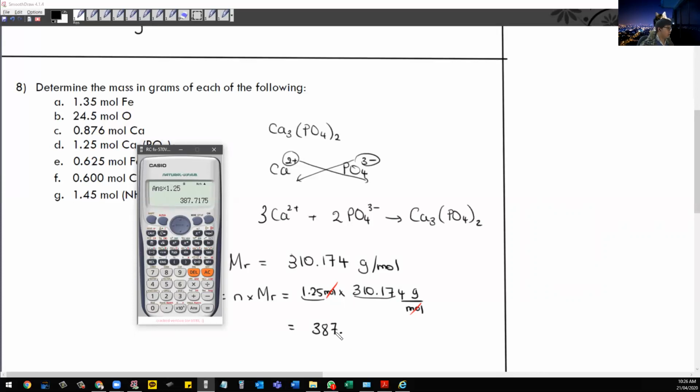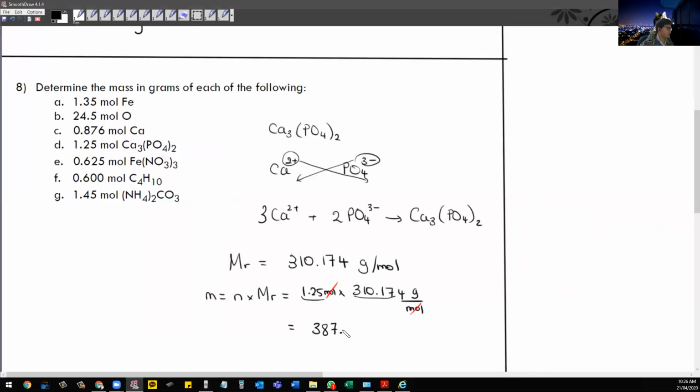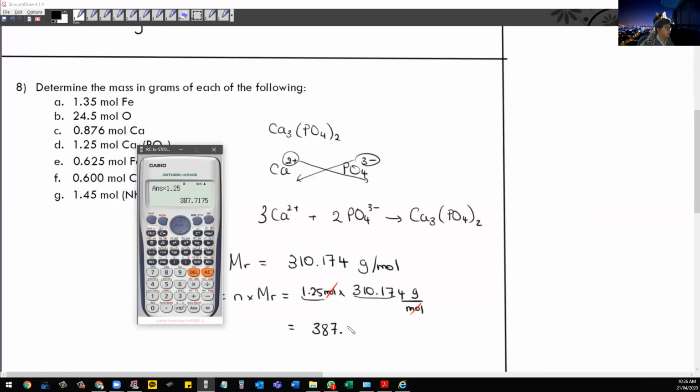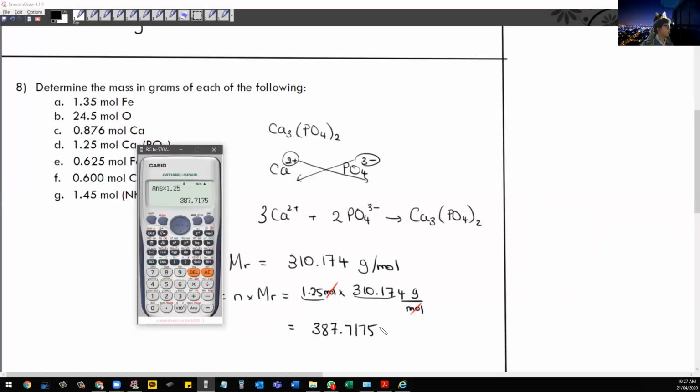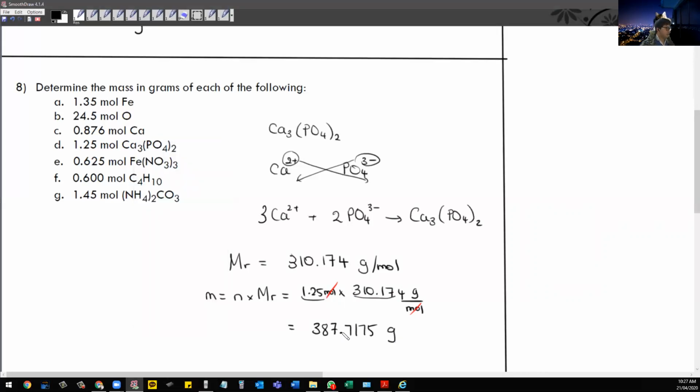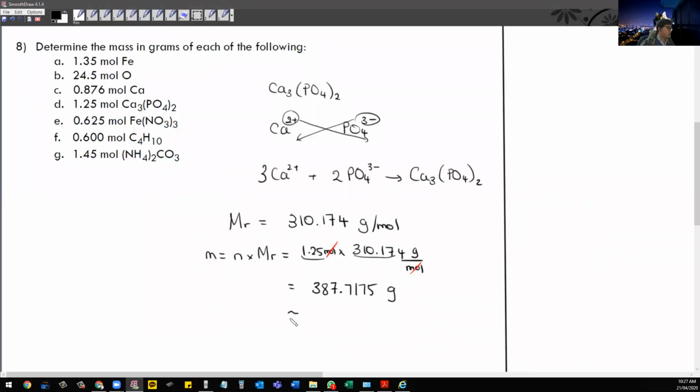In chemistry, they don't really care, as you know. In physics, it's important that you take care of the significant figures. So that's in grams, right? Yeah. But if you want to be really precise, then this is 388 grams. 1.25 is 3 sig fig, so you can go only for 3 sig fig. Gotta round that up.